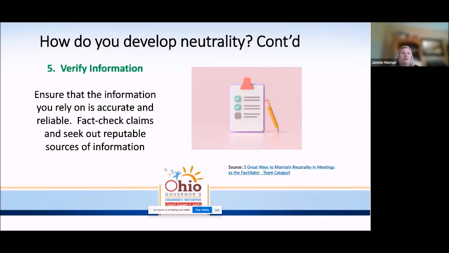Also verifying information. Sometimes we rely on information that isn't always accurate. So making sure that you're fact checking things in your own world, in your own life, and seeking out reputable sources of information. I too am guilty of this. I have a tendency to run to my husband and say, guess what's going to happen on Friday? And he'll say, well, where did you hear that? And I'm like, TikTok. And that's not necessarily a reputable source of information. Sometimes we forget that we need to fact check things in our own lives.